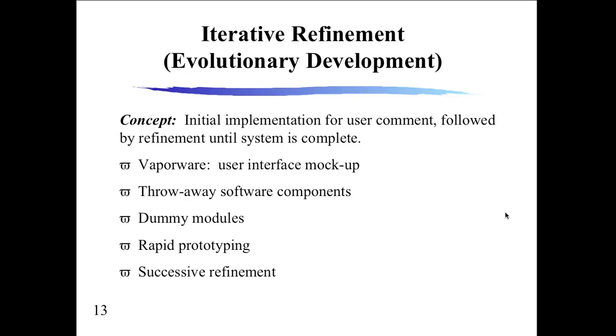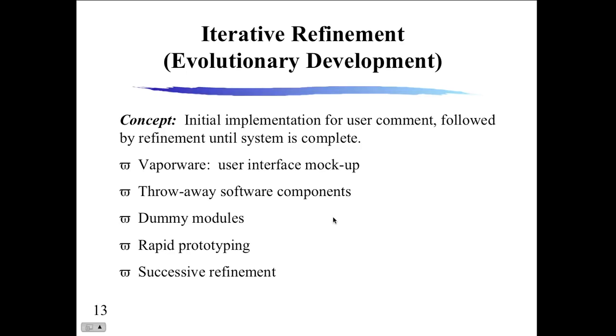We have vaporware. These are other different versions of it, and these are supposed to be bullets. I'm not really sure what Greek symbol that is, but they're supposed to be round dots. We have vaporware, a user interface mock-up. It doesn't do anything. We have throwaway. These are just different titles describing what's referred to as iterative refinements. Sometimes called vaporware, throwaway prototypes, rapid application prototyping, rapid application development, successive refinement, dummy modules, all sorts of different names. It's really all the same concept.